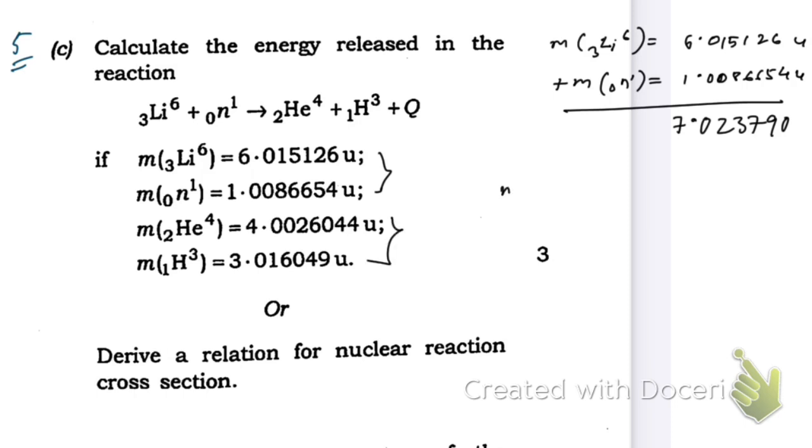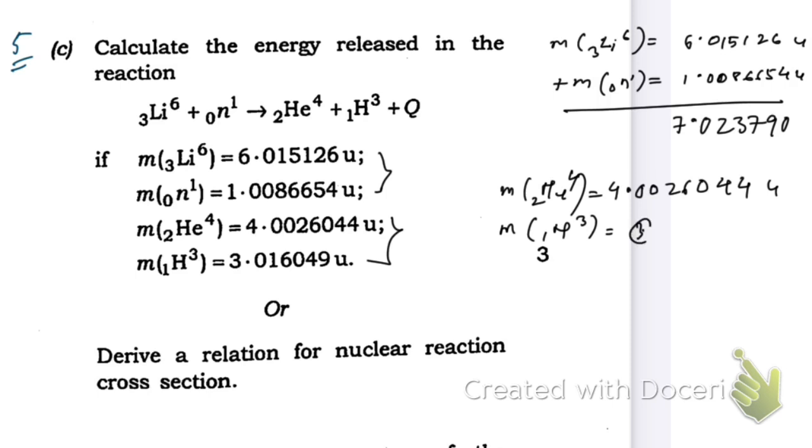Then again take the masses of these two nuclei. The mass of the helium nucleus is 4.00260044 U. Then next, the mass of the hydrogen-3 nucleus is 3.016049 U. If you add these two, then you should get 7.018653 U. Now let us take the difference of these two.